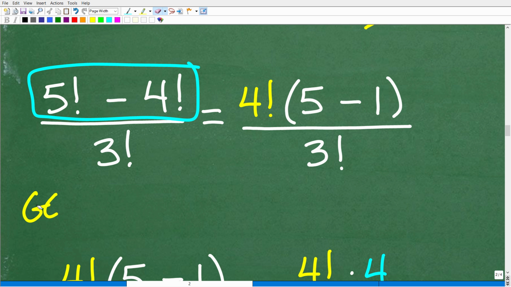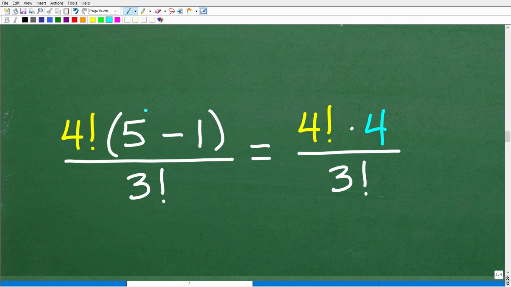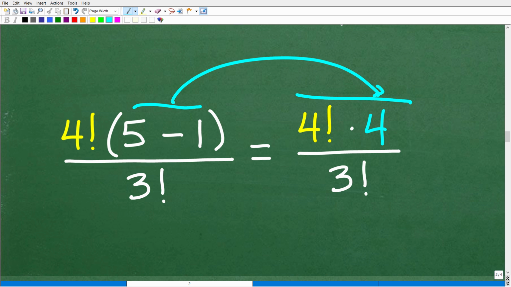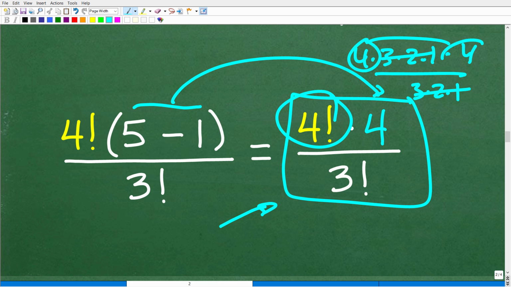All right, so here is our problem. I'm going to factor out again the greatest common factor, which is 4 factorial. So we have 4 factorial times 5 minus 1, which of course is 4. Let's continue to simplify this problem. So 5 minus 1 is 4, and now we have 4 factorial times 4 over 3 factorial. Now, some of you can say, oh, I see what's going on here, because you can just list out the factors: 4 times 3 times 2 times 1 times 4 over 3 factorial, which is 3 times 2 times 1. And you can do a bunch of cross-canceling, and you end up with 4 times 4.